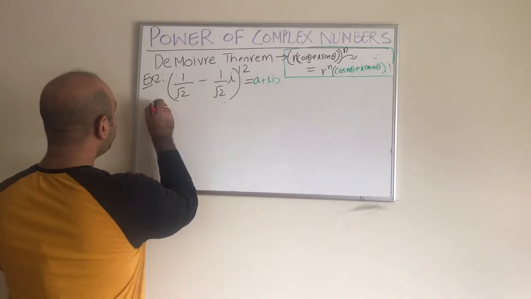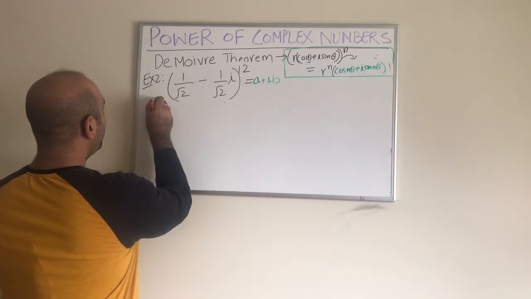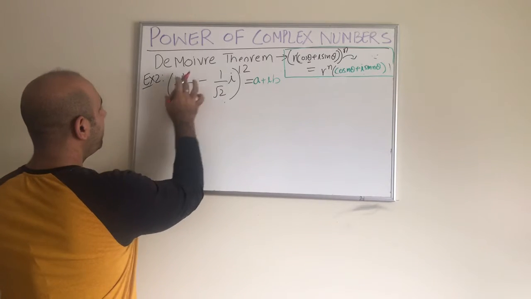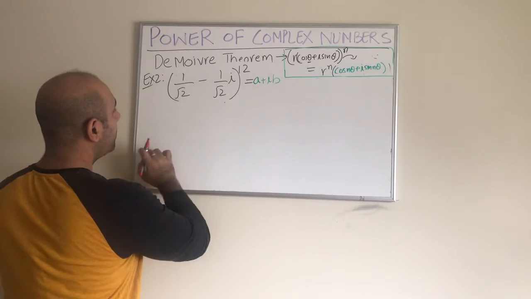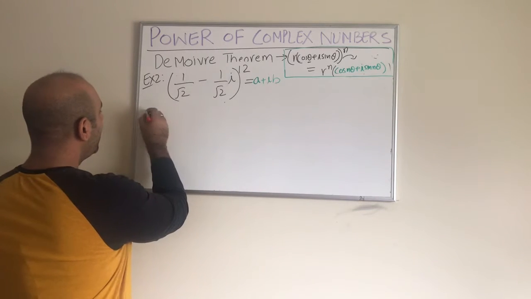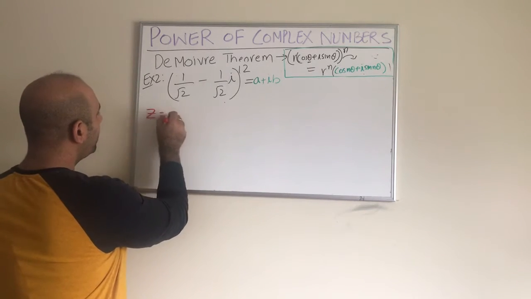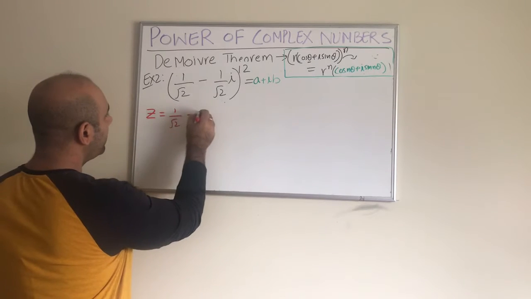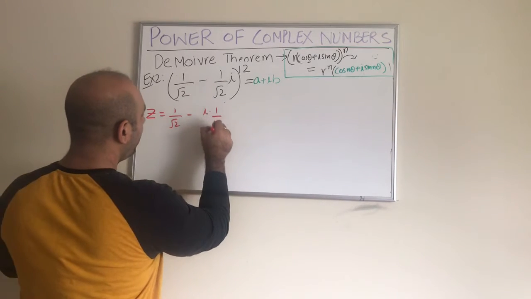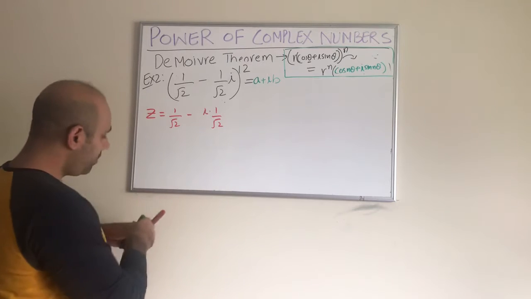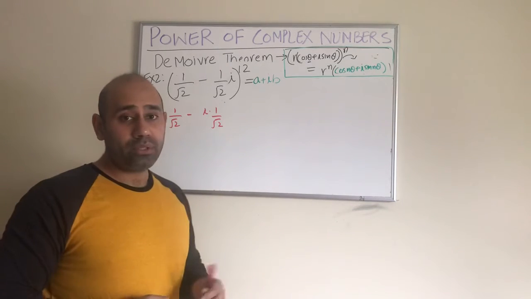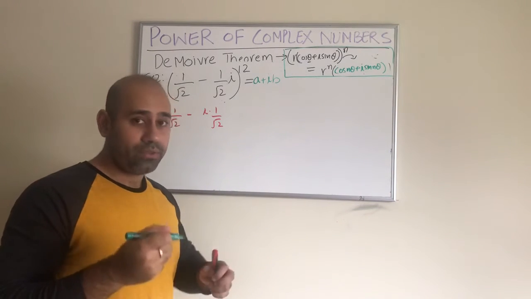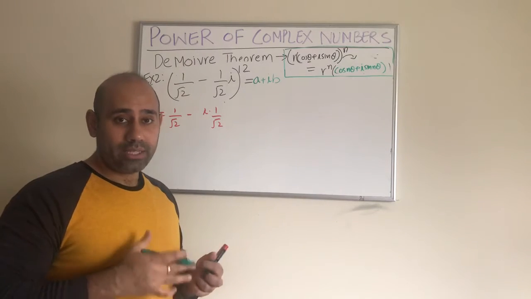First of all, I'm going to transform this piece inside the parentheses into the trig form or the polar form. For that, let me start by writing z equals 1 over radical 2 minus i times 1 over radical 2. From here, I'm trying to transform this into a trig form, so we have to take some steps.